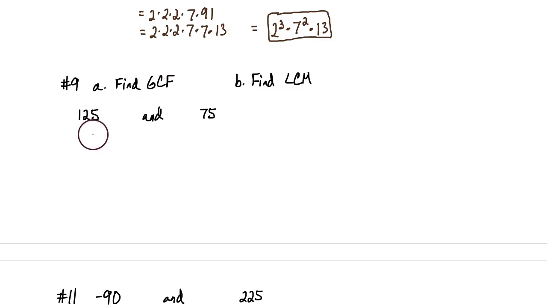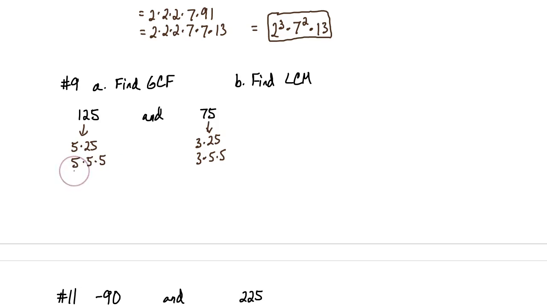Maybe you can tell right away that the number's 25 because both numbers will divide by 25. But if you need a systematic way to do this, we can write the prime factorization. Let's rewrite 125 as 5 times 25, and then rewrite that as 5 times 5 times 5. For the number 75, let's rewrite it as 3 times 25, and then write that as 3 times 5 times 5. To find the greatest common factor, let's look for common factors.